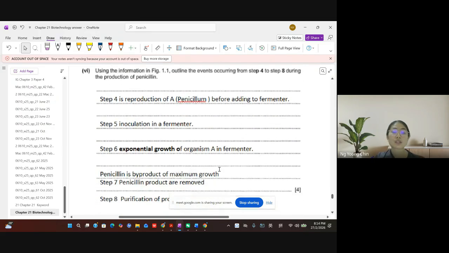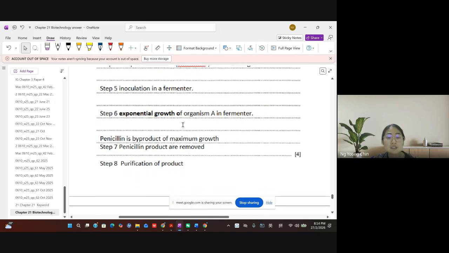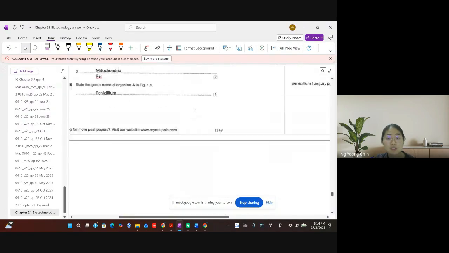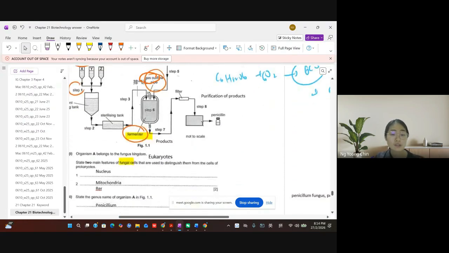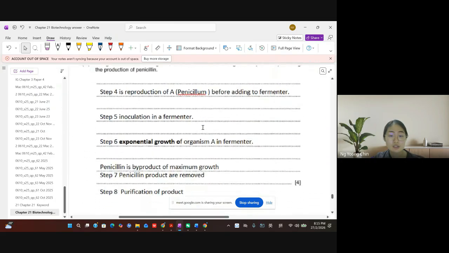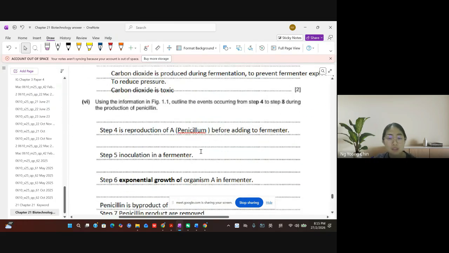Okay, and then this one, outline the events occurring from step 4 to 8 during the production of penicillins. Do I have a picture? Hey, I don't have any picture. Oh, sorry, I think I put it somewhere else already.